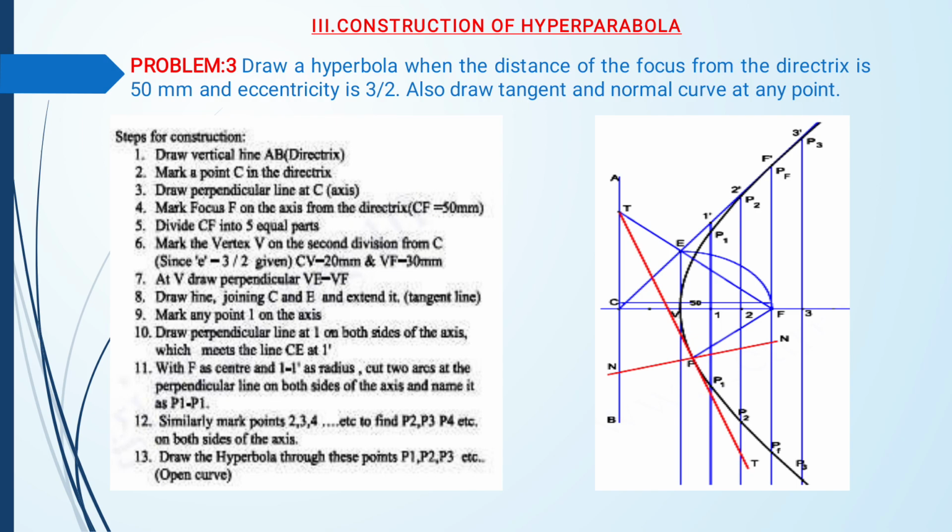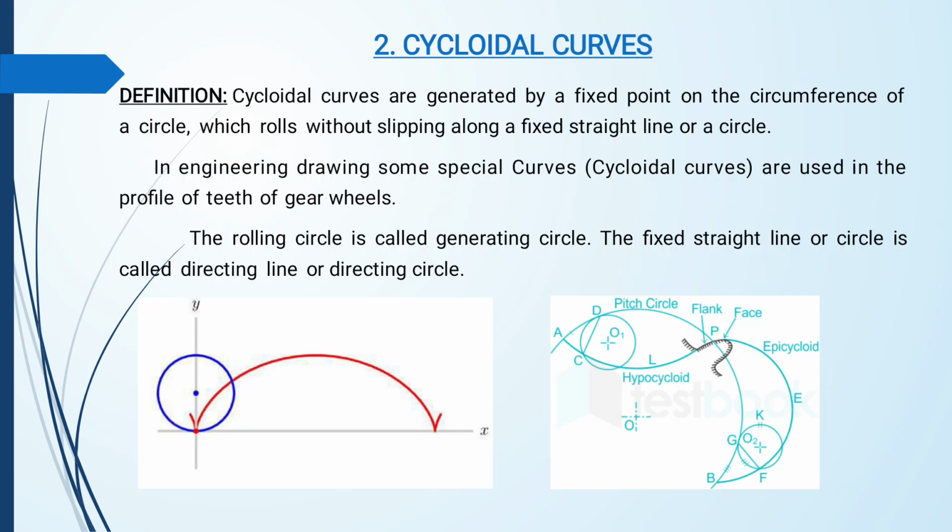Name them P1 and P2. On both sides, as in the parabola and ellipse, we follow the same steps: P1 and P2, P2 dash, P3, P3 dash on either side. But here also the lines cannot converge; they extend further. Finally you join all the points and you get the hyperbola curve. These are the steps followed for the construction of a hyperbolic curve.